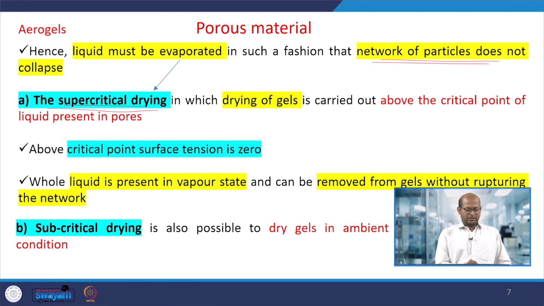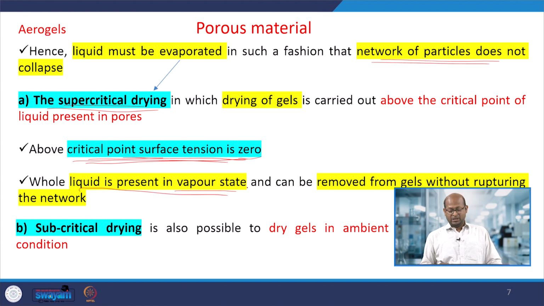So the critical temperature is important. When the gel reaches the critical temperature, the surface tension should be zero, and at this point the liquid would be in the vapor state. That vapor we can easily remove from the gel without rupturing the 3D network structure, which would remain as it is. As a result, we can maintain whatever pores are present inside the gel. Okay, this is the supercritical drying method, and it is very good.